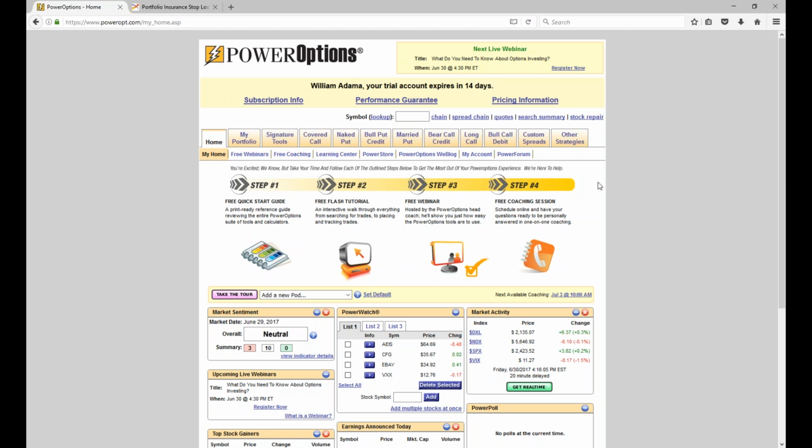This, of course, is the setup that you'd see on a 14-day free trial. And if you're currently on the trial, or you haven't yet, make sure you take advantage of these 4 steps to get more familiar with the tools on the site and the various strategies as well. Okay.